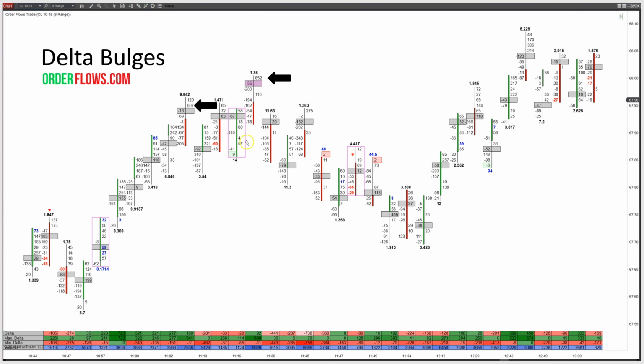So you can see here, these are the red bars. You have delta bulges up here, 852 at the top of the bar, 607 up here. And why is it considered a bulge? Because normally the delta is anywhere between 60 and 100, we'll call it 150. And again, that's why I say take it in context.